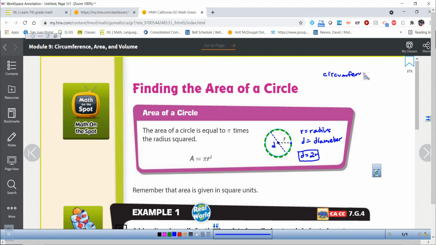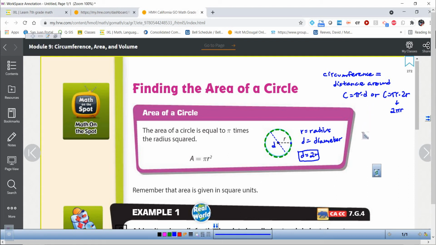Circumference equals the distance around the circle. And the formula for circumference, we did two formulas. We did pi times the diameter, or we also did pi times 2 times the radius, or as textbooks often do, they like to put that 2 in front and say 2 pi r. So those were the formulas for finding the circumference.